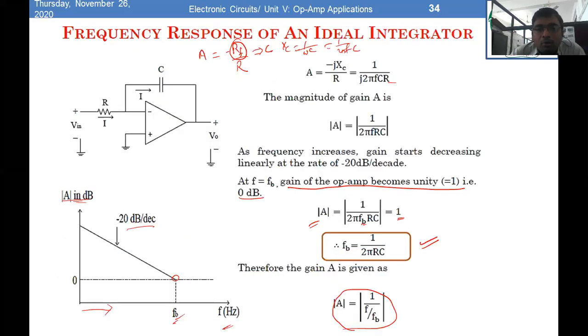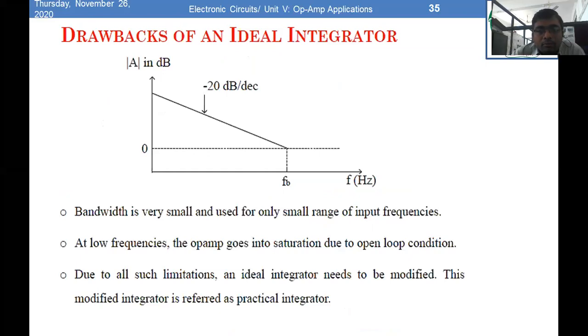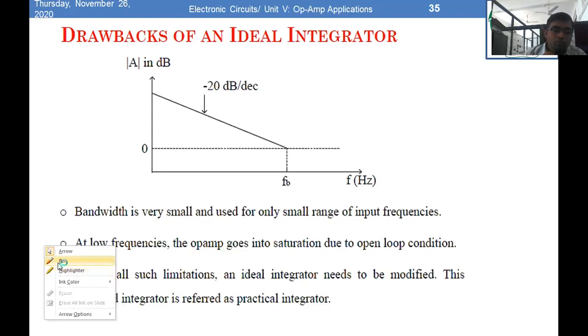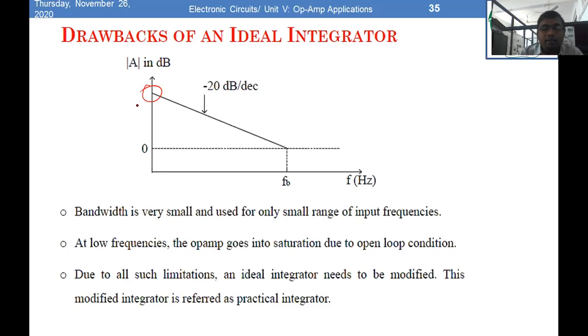But this ideal integrator has some drawbacks. What drawbacks? You can see from this frequency response also. The bandwidth of the ideal integrator is very small, and it is used for only small ranges of input frequencies. At low frequency, the op amp goes into saturation, because at low frequency the open loop gain is very high, nearly infinite. That is also one of the drawbacks. Due to all these limitations, the ideal integrator needs to be modified.